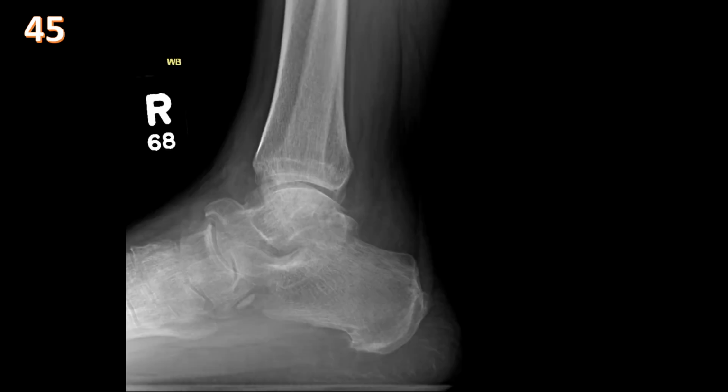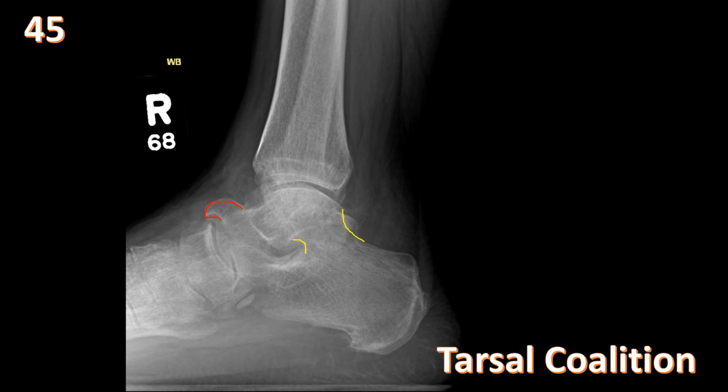Case 45, we have a lateral view of the ankle, and we see that there is osseous continuation of the talus and the calcaneus, and we also see a talar beak. This is a classic case of tarsal coalition between the talus and the calcaneus, and it creates this talar beak just because of the abnormal mechanics created by the poor mobility at the subtalar joint.